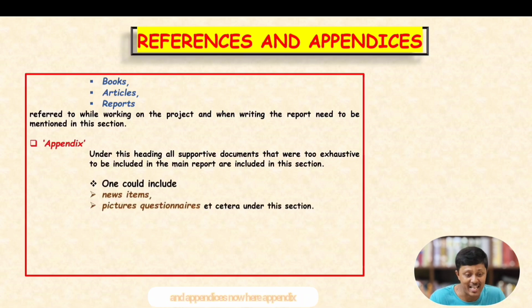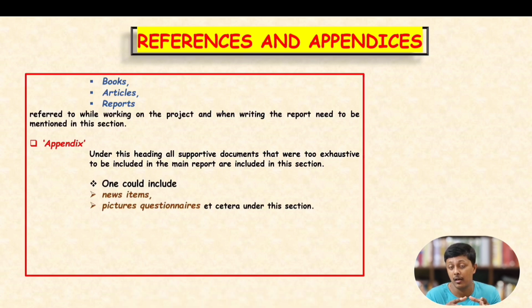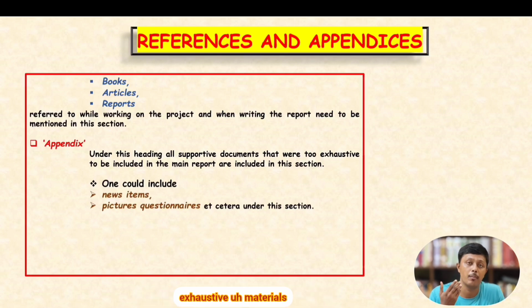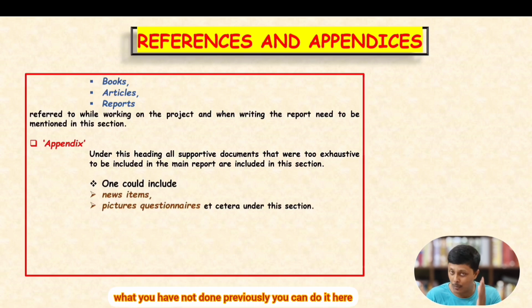Now, the appendix, what is it? Under this heading, all supportive documents that were too exhaustive to be included in the main report are included. So what you feel you should not include in the main report, the appendix is the place where you have the liberty to include all those exhaustive materials that you have not included in the main report. One could include news items, pictures, questionnaires, etc. under this section. So what you have not done previously, you can do it here.